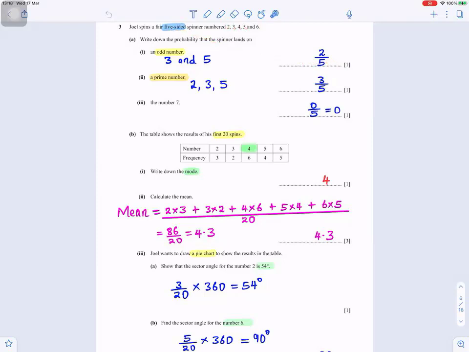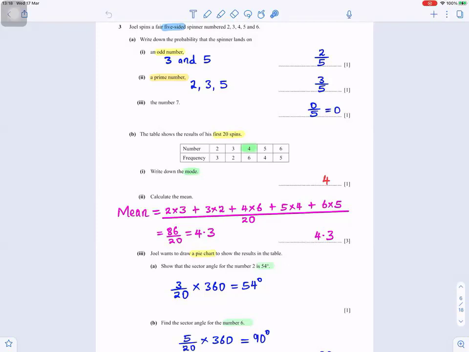So 2 out of 5. Is it a prime number? How many prime numbers are there? 1, 2, 3. So there's 3 prime numbers divided by 5 numbers. So it's 3 out of 5. The number 7. On the list, there's no number 7. So it's 0 out of 5, which is 0. Part B.